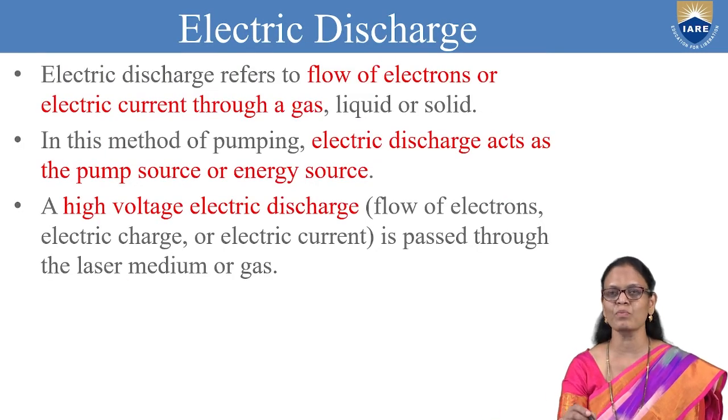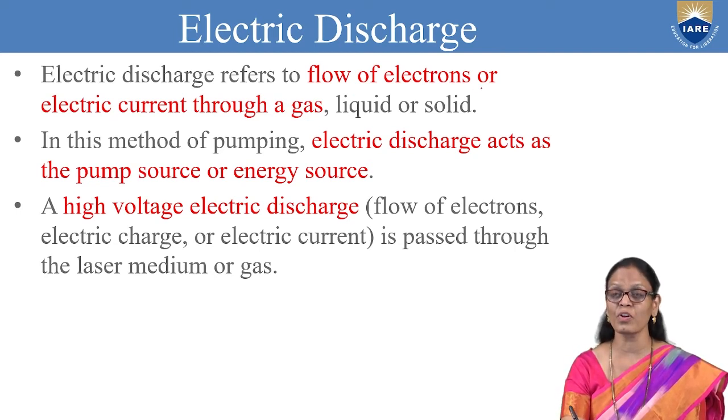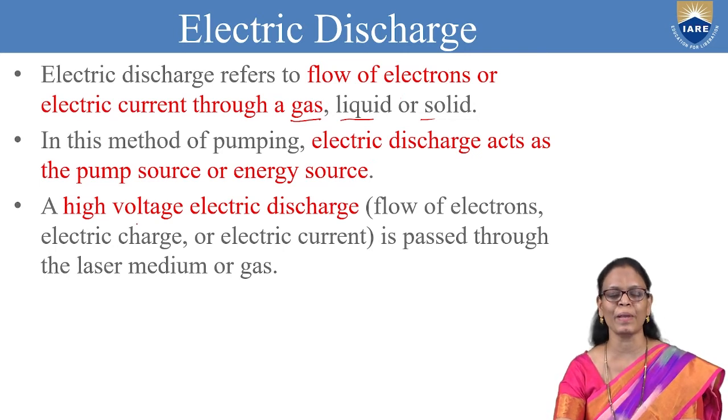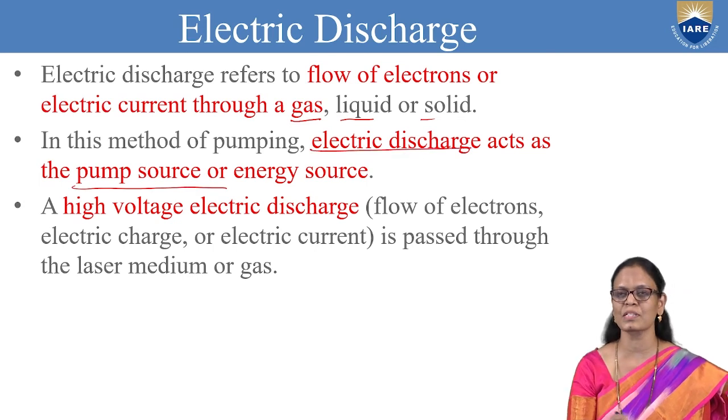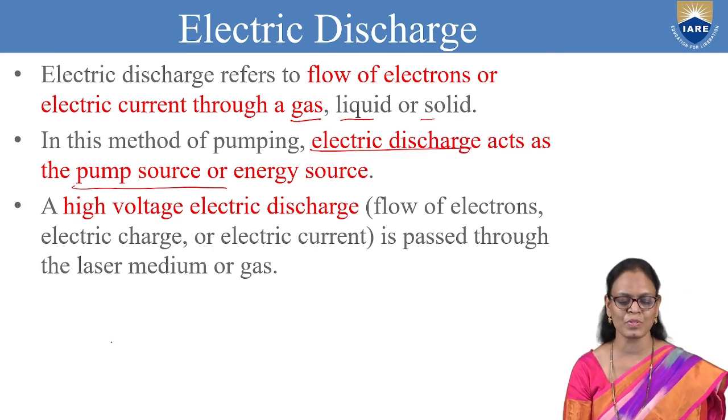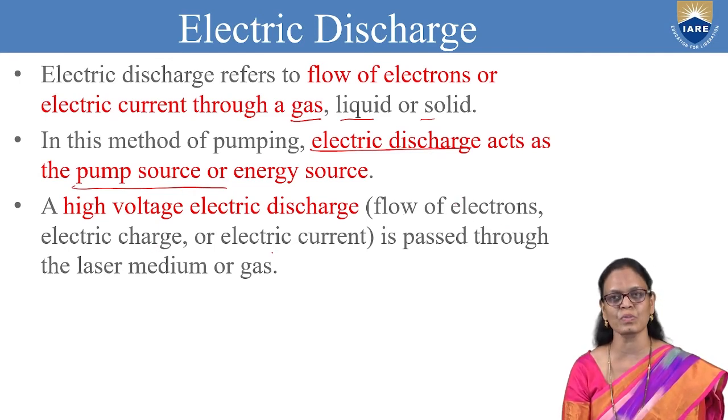Now the second one is the electric discharge. Electric discharge refers to the flow of electrons or electric current through a gas, a liquid or a solid. We may take the active medium as a gas, liquid or solid. In this method of pumping, the electric discharge acts as the pump source. So what is the pump source here? The electric discharge is the pump source. A high voltage electric discharge is nothing but the flow of electrons or electric charge, and the flow of electrons gives rise to electric current.